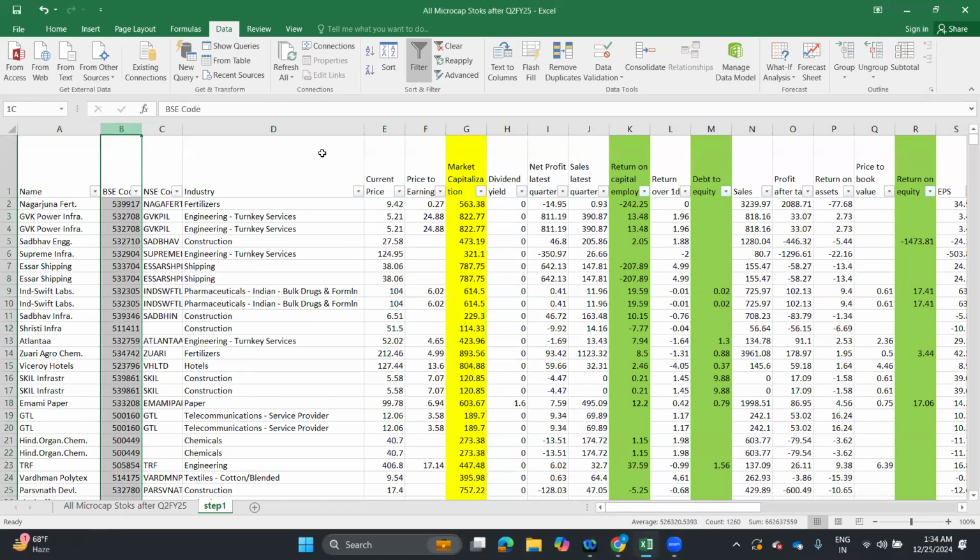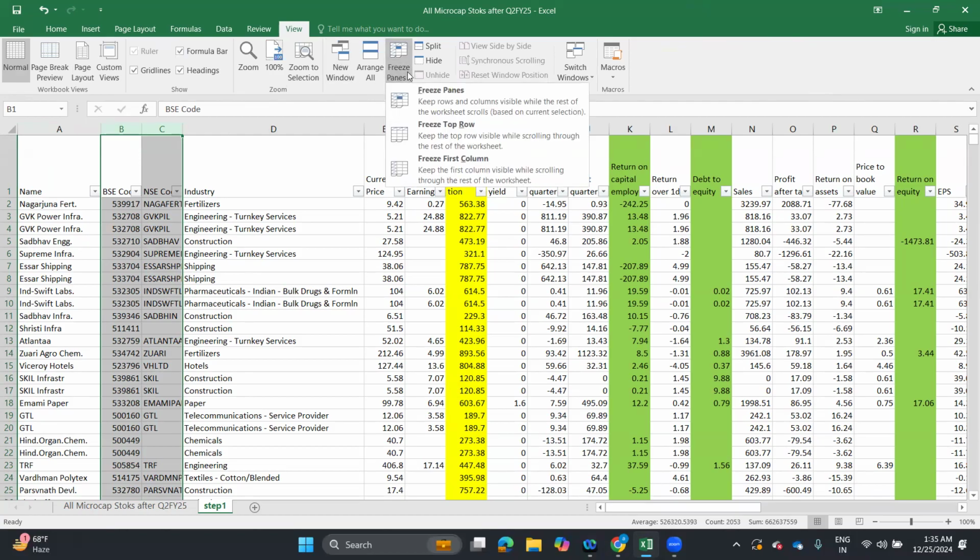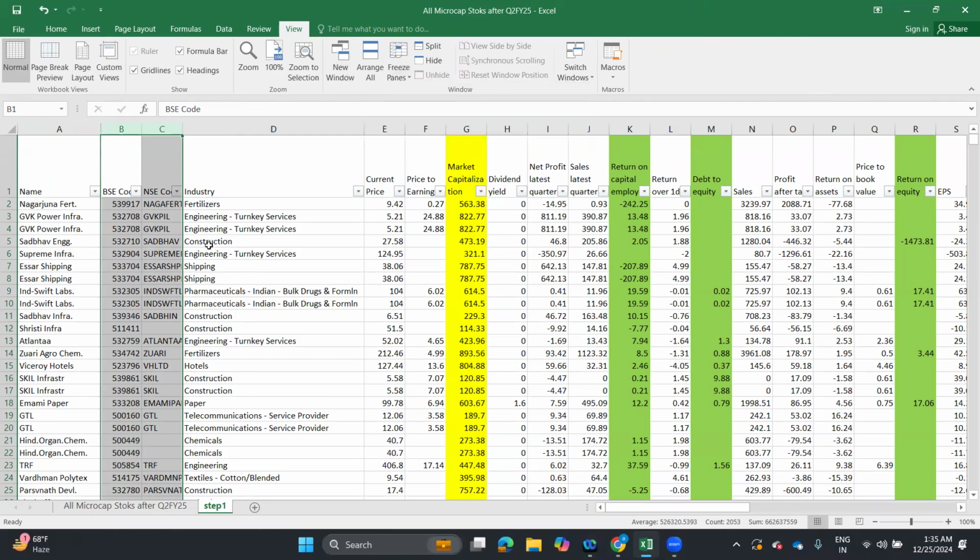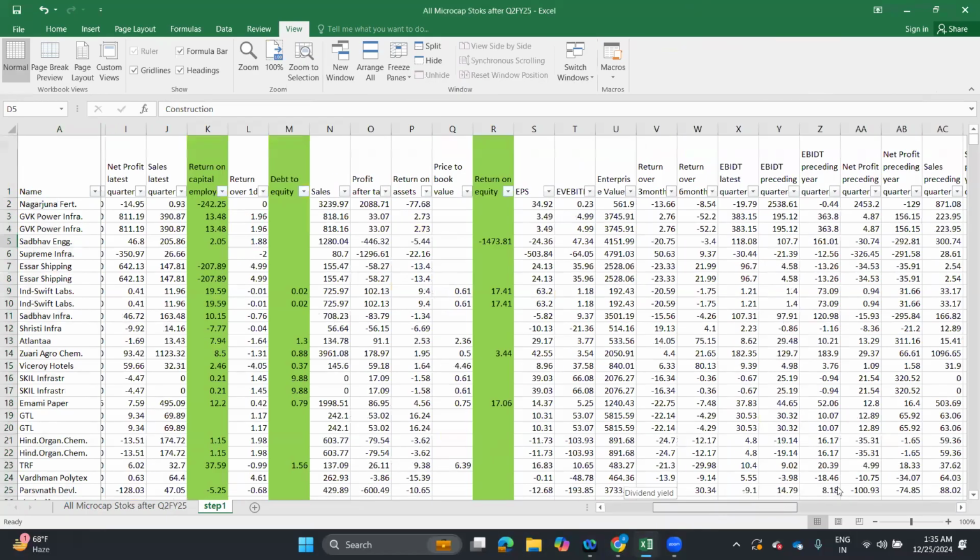Now let me do one thing. Let me freeze this pen. It's creating really trouble. How to freeze the pen? Are yaar. View, freeze pens, freeze pens. Right? Now it will be easier to look at it.